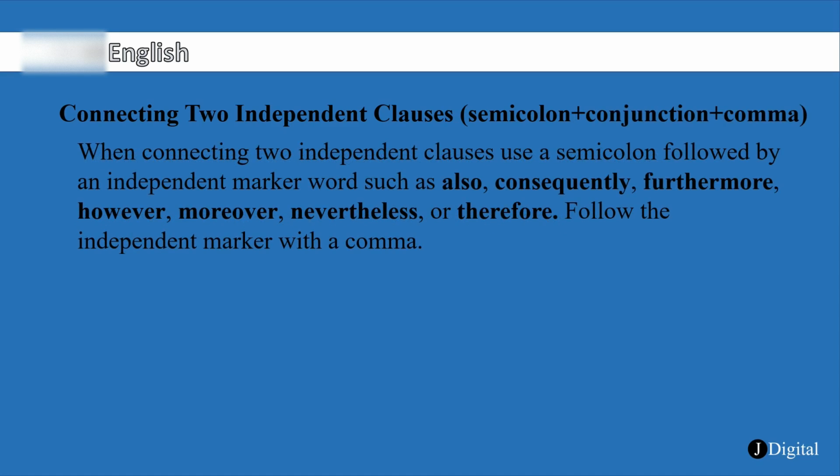Now another way you can connect two independent clauses, you can use a semicolon followed by an independent marker word such as also, consequently, furthermore, however, moreover, nevertheless, or therefore, and then follow the independent marker with a comma. So for example, Mary went to the store, semicolon, however, comma, she forgot the milk. Mary went to the store; however, she forgot the milk.